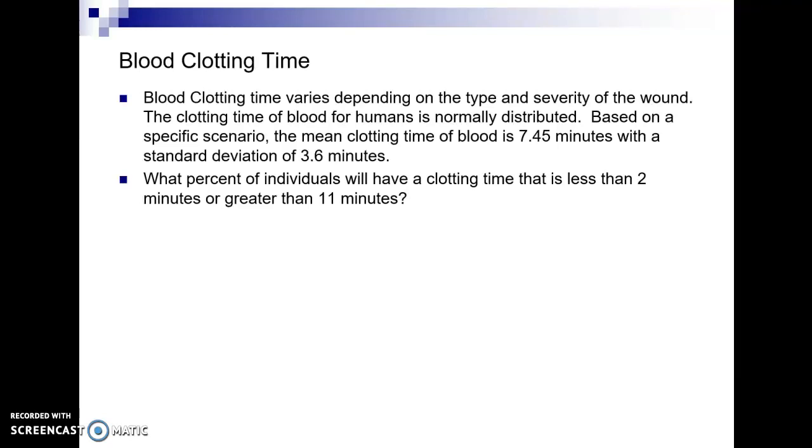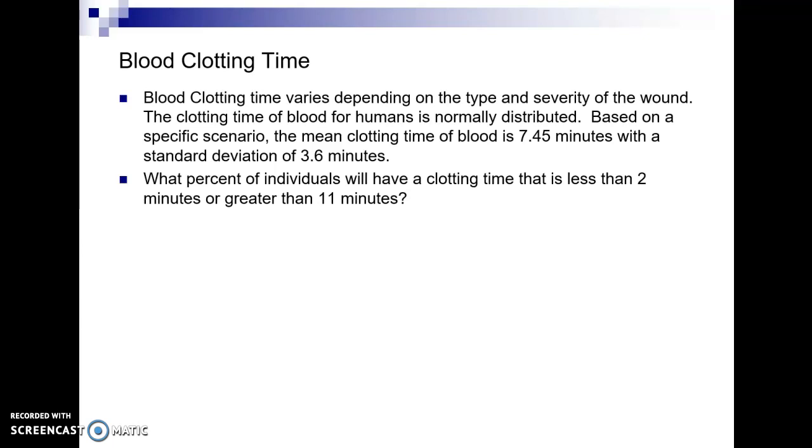Hello, we're going to take a look at a problem dealing with blood clotting time. Blood clotting time varies depending on the type and severity of the wound. The clotting time in blood for humans is normally distributed based on a specific scenario. The mean clotting time of blood is 7.45 minutes with a standard deviation of 3.6 minutes.